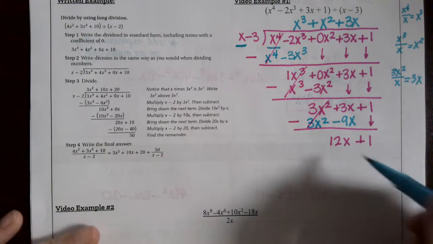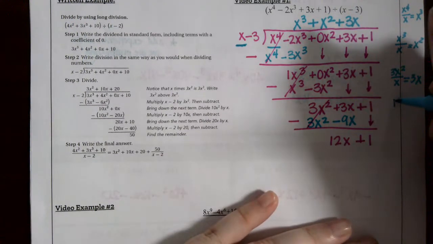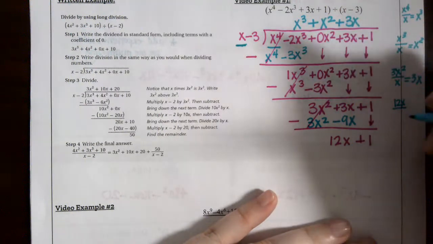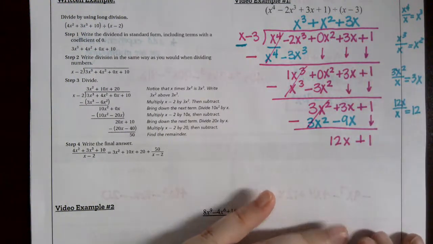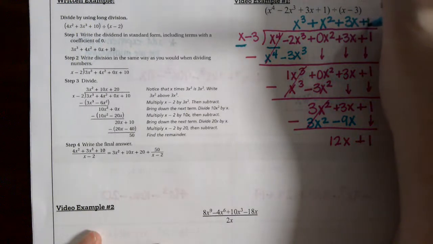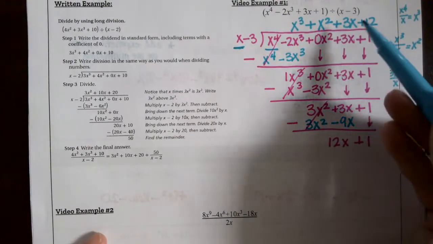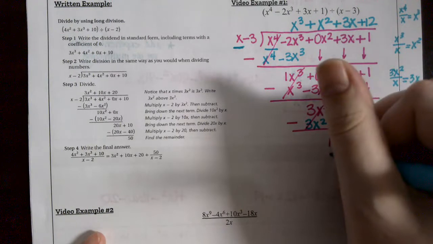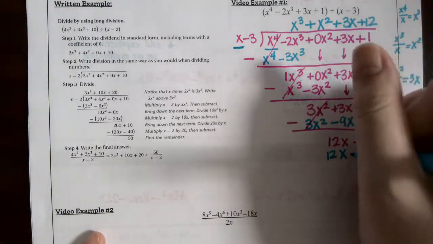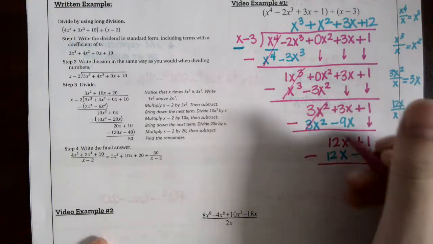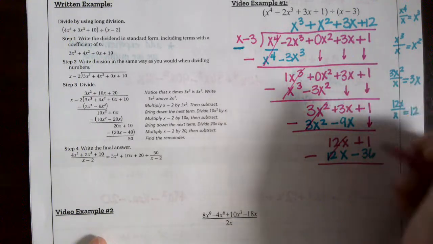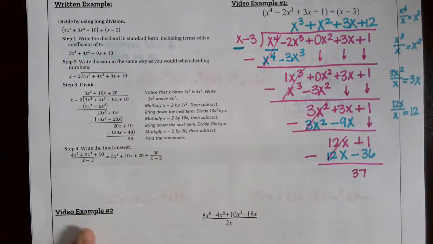And almost there, we got to do this last one. So 12x divided by x gives me 12. And the x's cancel each other. So that's my last part up here. And then I multiply that by my guys. So we have 12x minus 36. I'm going to subtract them. 1 minus negative 36 is 37.